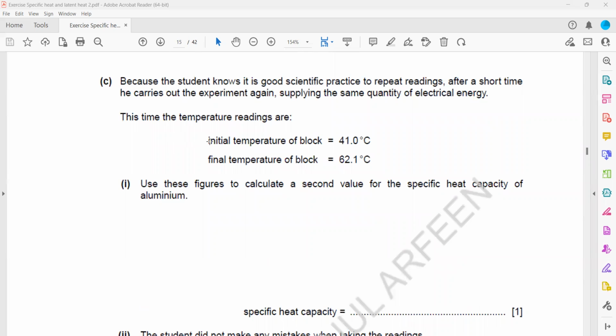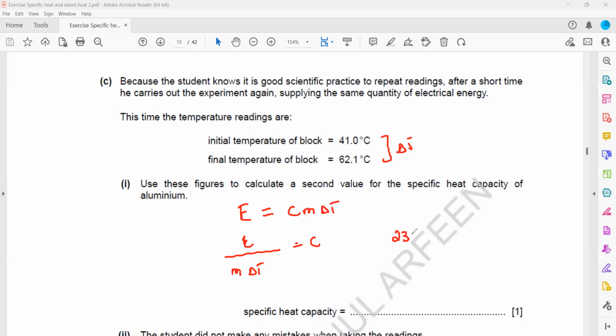Because the student knows it is a good scientific practice to repeat the experiment. So he just keeps all the things same, and he just carried out at a different temperature. Use these figures to calculate. So the only thing that is different, we need again the temperature change. So the formula for energy, whenever there is a temperature change, is Cm delta T. And we need a specific heat capacity, so it will be energy divided by mass into temperature change.